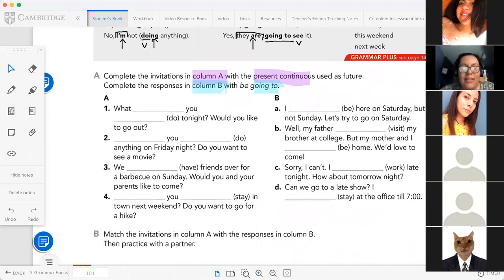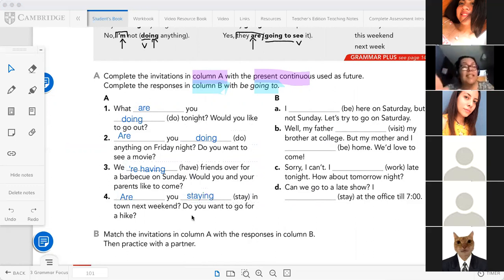Too bad that I erased the questions. Let's focus only on the questions here. Column A era present continuous, no? What are you doing tonight? Question 2 is, are you doing anything on Friday night? And we are having friends over for a barbecue on Sunday. And finally, are you staying in town next weekend?